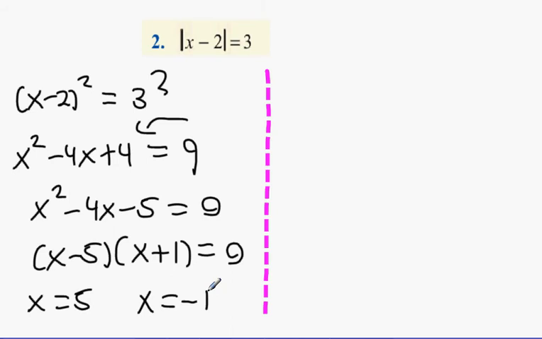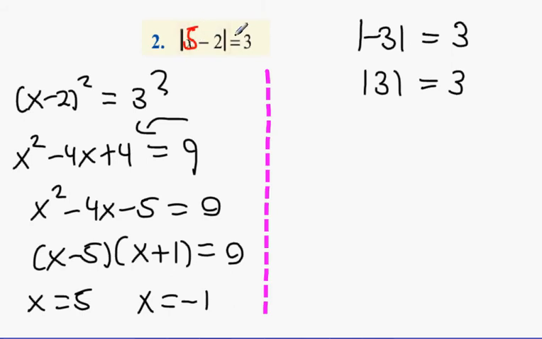Now remember what I said earlier. The modulus, the only two answers that can give you a modulus of 3 are minus 3 and 3. Look what happens when you put in the 5. What does it become? 5 minus 2? 3. And what happens when you replace it with minus 1? It becomes minus 3. So they are the two solutions to this equation. Do you got it?